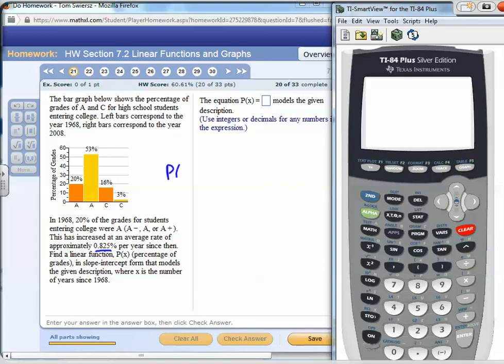So p of x, we need slope-intercept form, is the slope times x plus the y-intercept. Now they give you the average rate is approximately 0.825. That has increased, that is equal to your slope. An average rate of increase, average rate is your slope. So the 0.825 times x, all right, that's part of it.